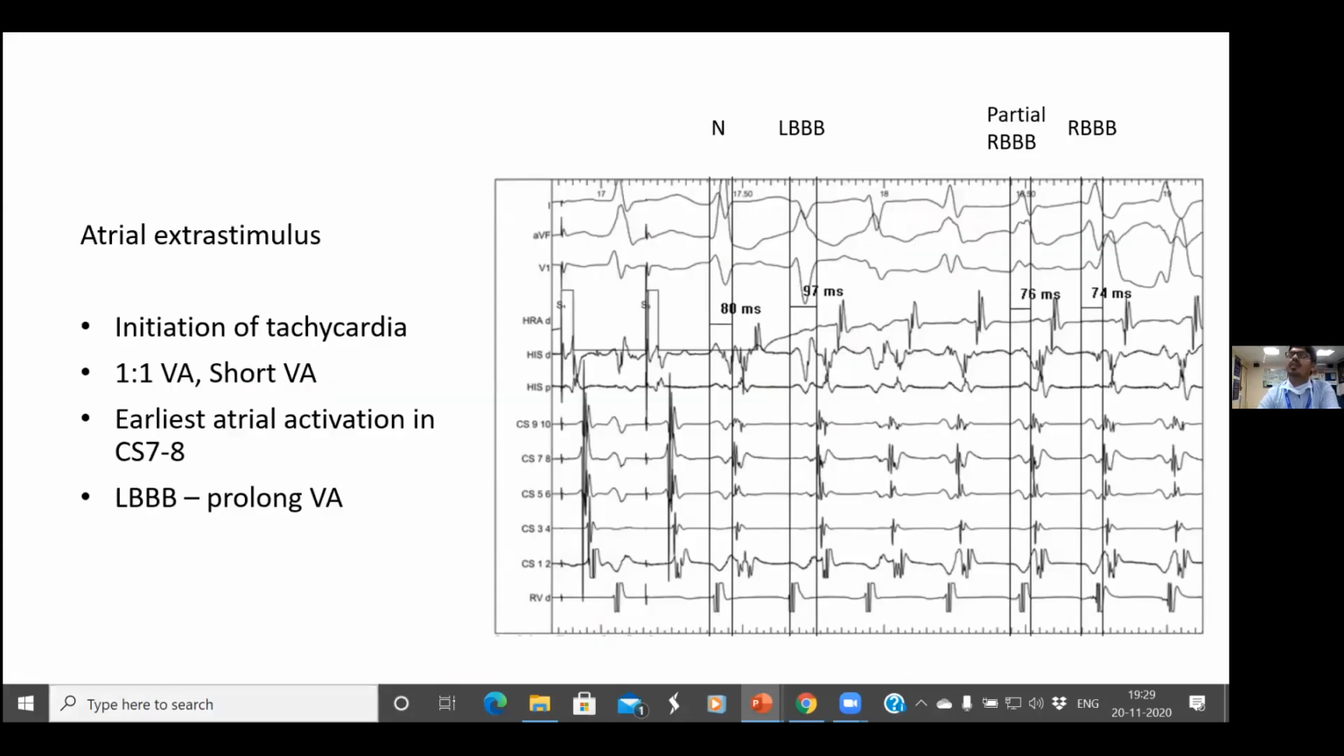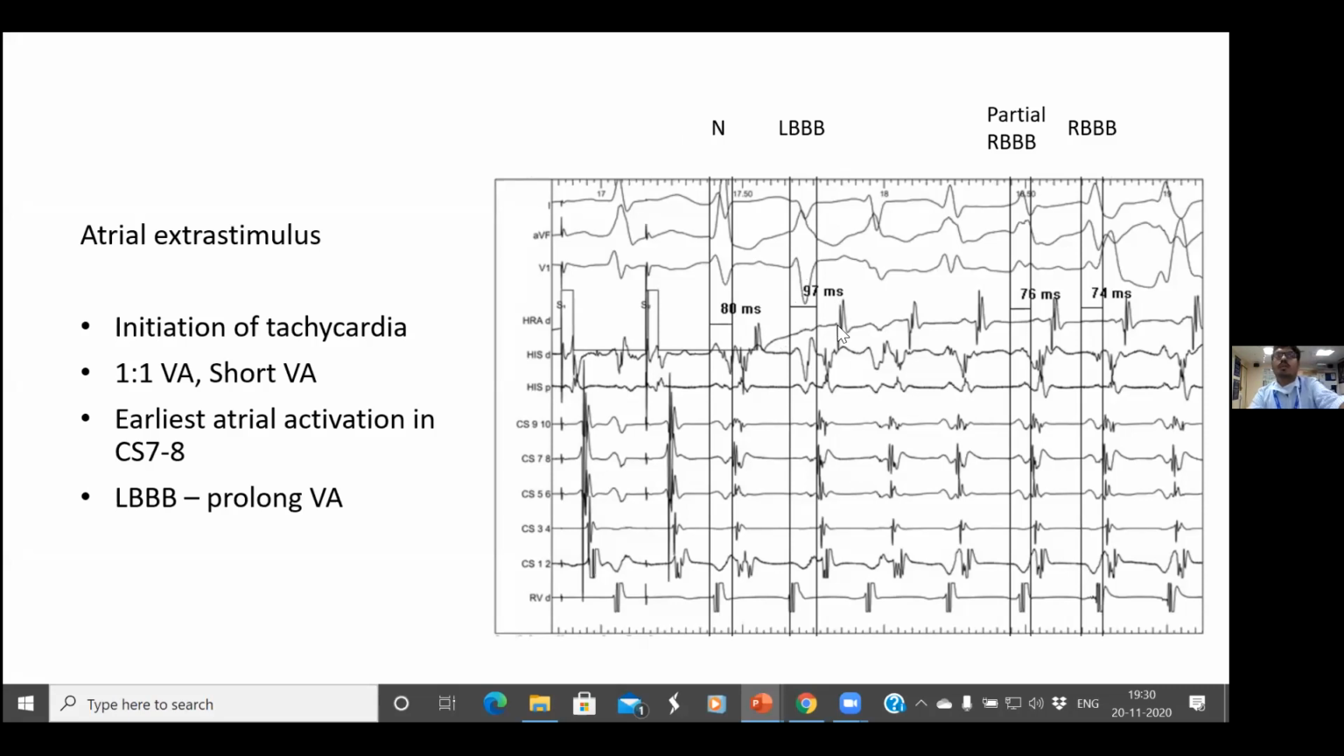So we have taken this patient for the EP study, and here we can see we have given an atrial extra stimulus, and after giving the atrial extra stimulus, there is initiation of tachycardia, which has a 1:1 relationship, and the earliest atrial activation is seen in CS78. And this tachycardia is continuously changing the morphology. Initially, it is normal, then it goes into partial LBBB, and after that, partial RBBB, and last, the RBBB morphology. So there was a VA prolongation with the LBBB morphology.